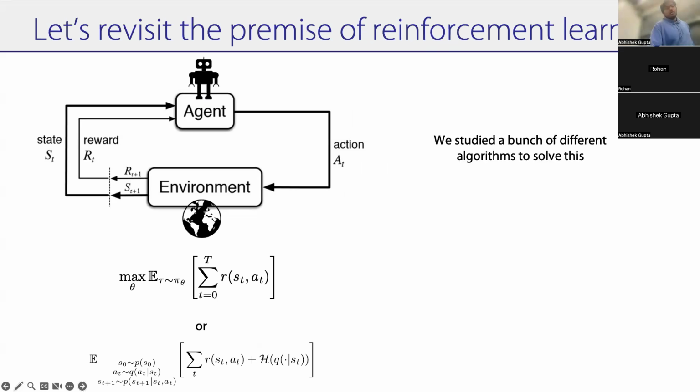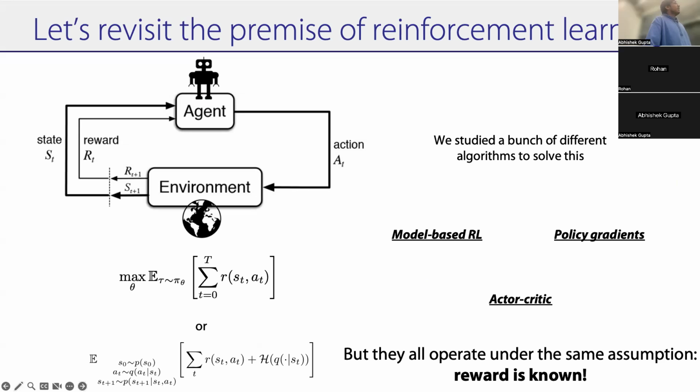We tried a bunch of different algorithms: model-based RL, policy gradients, actor critic. The thing about all of these algorithms is that they operate under the same assumption, that the reward is known and magically appears to you. It's like the environment gives you a magical reward function. But in most problems, like a robot operating in the world, no reward function appears out of thin air. So in most problems, the reward function is unknown. It's often hard to specify, and it's fundamental to the problem. How do you solve this problem if you don't know R?